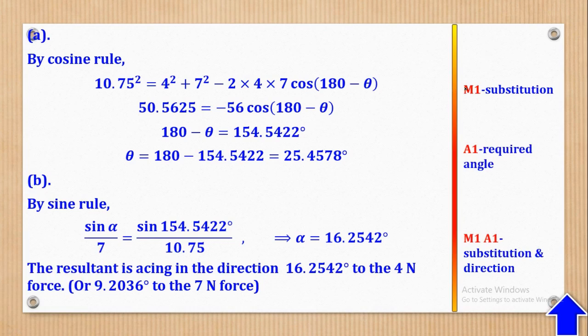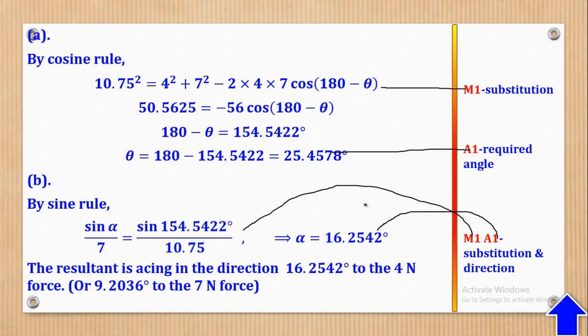So here M1 will be for you to substitute in the cosine rule, and A1 is for you to get the required angle. M1 is for you to substitute in the sine rule, and A1 is for you to get the required angle, which is the direction they want.